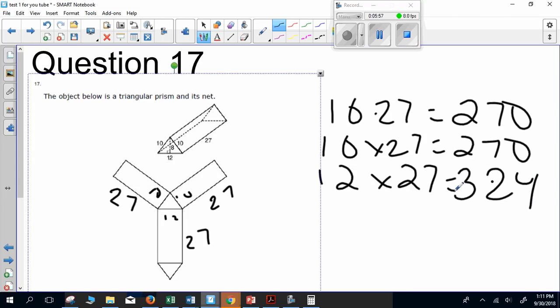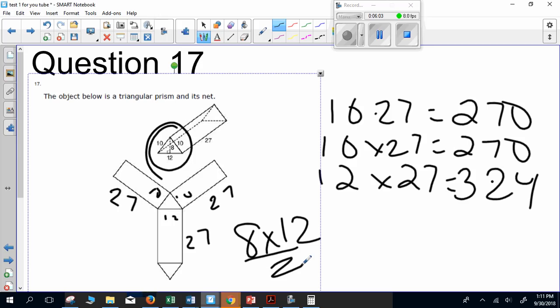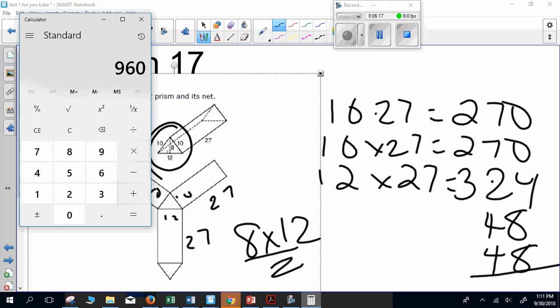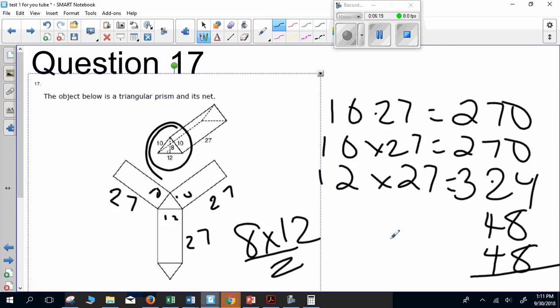And then I go down here to my triangle. It is 8 times 12 divided by 2. So 8 times 12 is 96. 96 divided by 2 is 48. And then I have my other triangle that is 48. So now I add it all up, and it equals 960 square units.